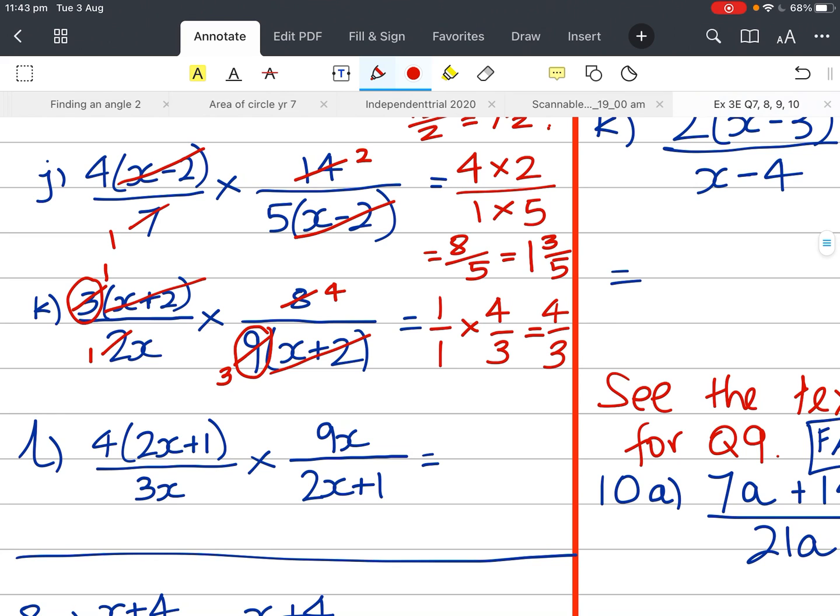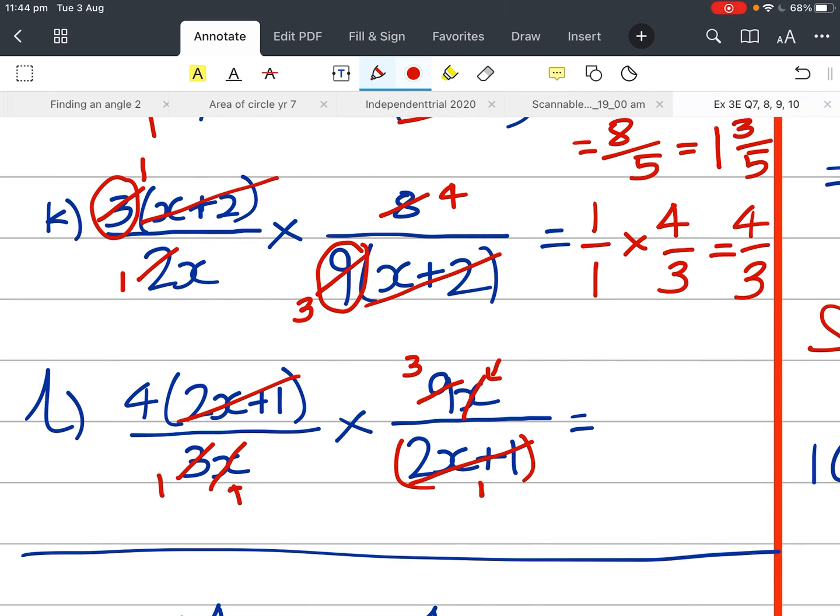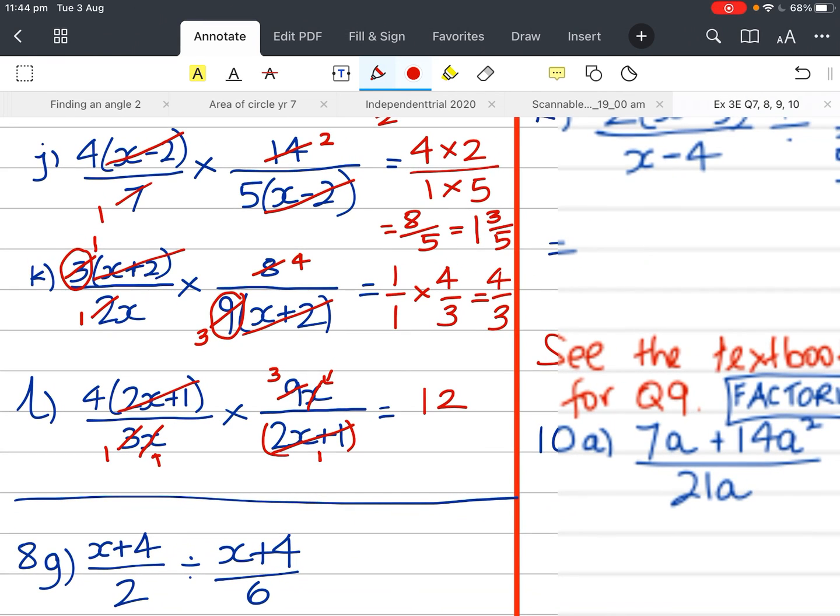All right, what about L? Again, if you haven't had a go, pause the video. Cross off the 2x plus 1s. Remember, that's as if it's in brackets. Okay, now here I've got, that's a 1 there if you want to write something there. I've got an x on the bottom here and an x sitting on its own there. So remember, I can cross off an x for an x. I've got a 3 on the bottom and a 9 on top. 3 goes into 3 once. 3 goes into 9 3 times. What am I left with? 4 times 3 on the top gives me 12. And 1 times 1 on the bottom is just 1. You can put it over 1 if you want, but you don't need to.